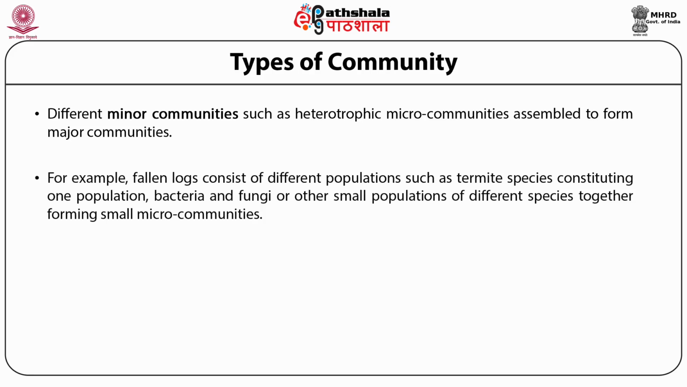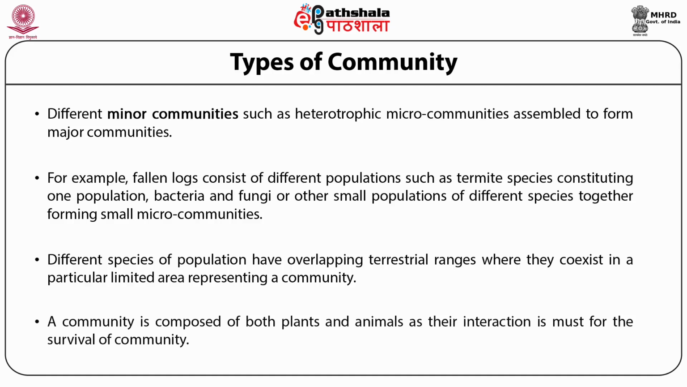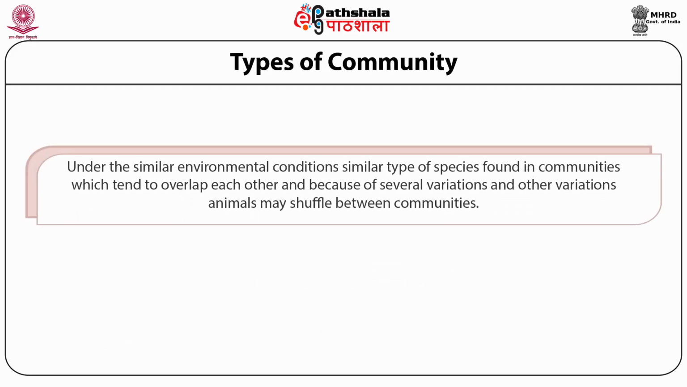For example, fallen logs consist of different populations, such as termite species constituting one population, bacteria and fungi or other small populations of different species together forming small micro-communities. Different species populations have overlapping ranges where they coexist in a particular limited area, representing a community. A community is composed of both plants and animals, as their interaction is a must for the survival of the community. Under similar environmental conditions, similar types of species are found in communities which tend to overlap each other, and because of variations, animals may be shuffled between communities.